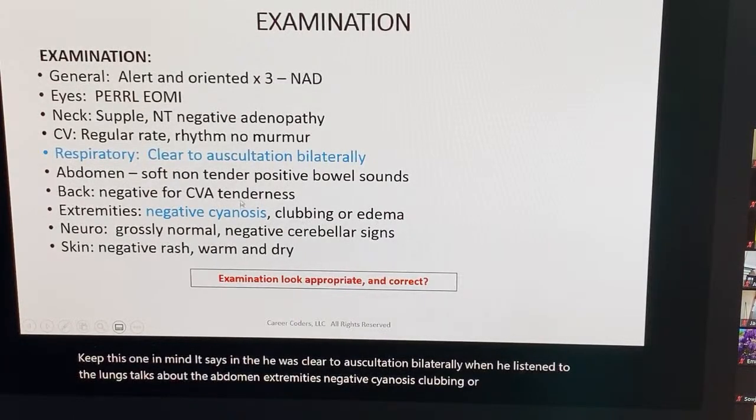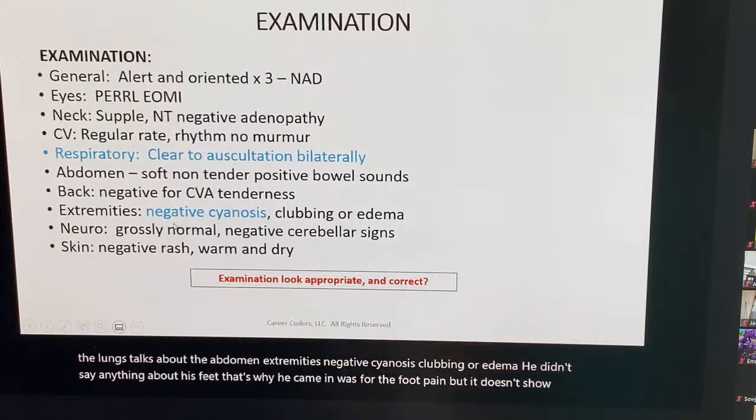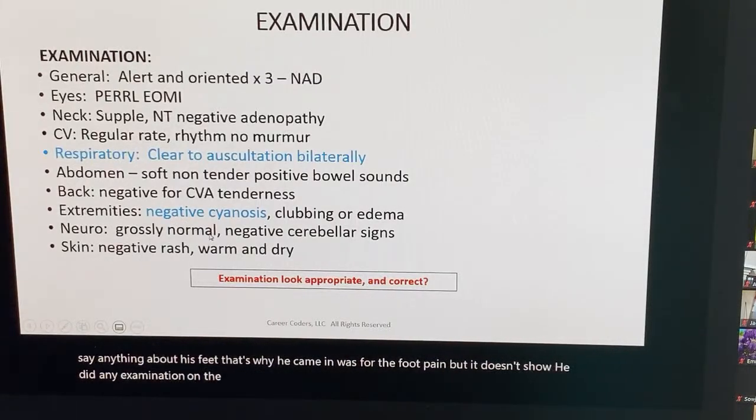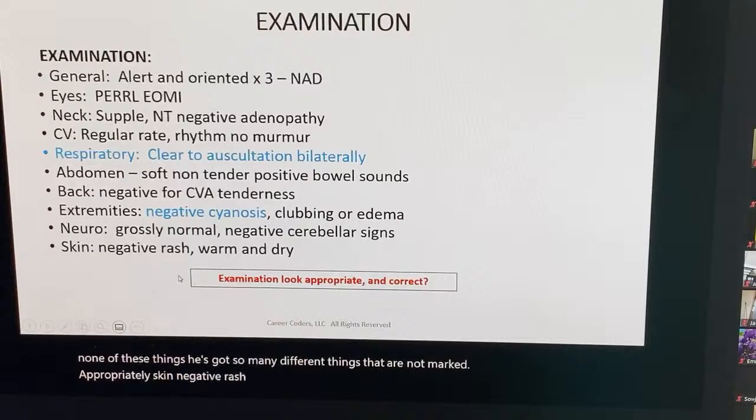Well, he didn't say anything about his feet. That's why he came in, was for the foot pain. But it doesn't show he did any examination on the foot. I kept going through this saying, wow, he's got so many different things that are not marked appropriately. Skin, negative rash, warm, and dry.